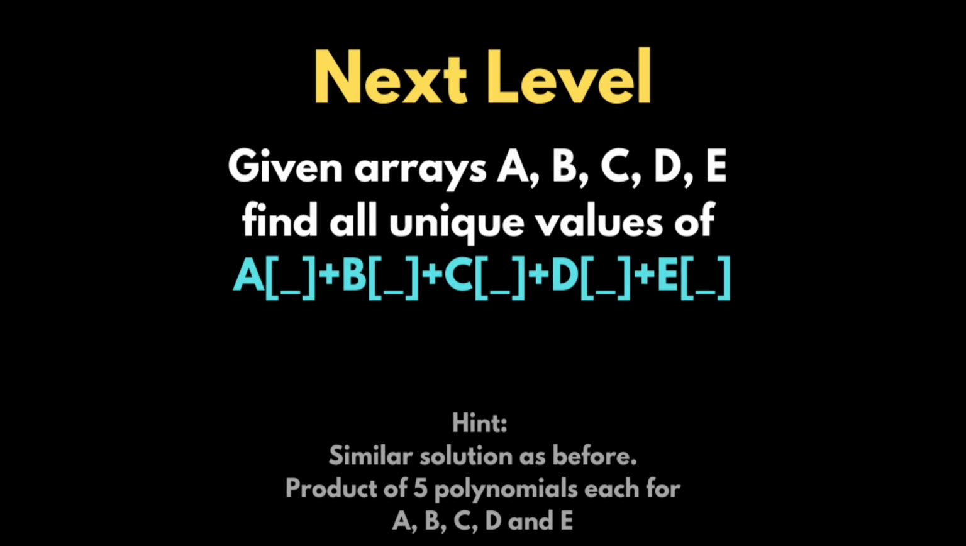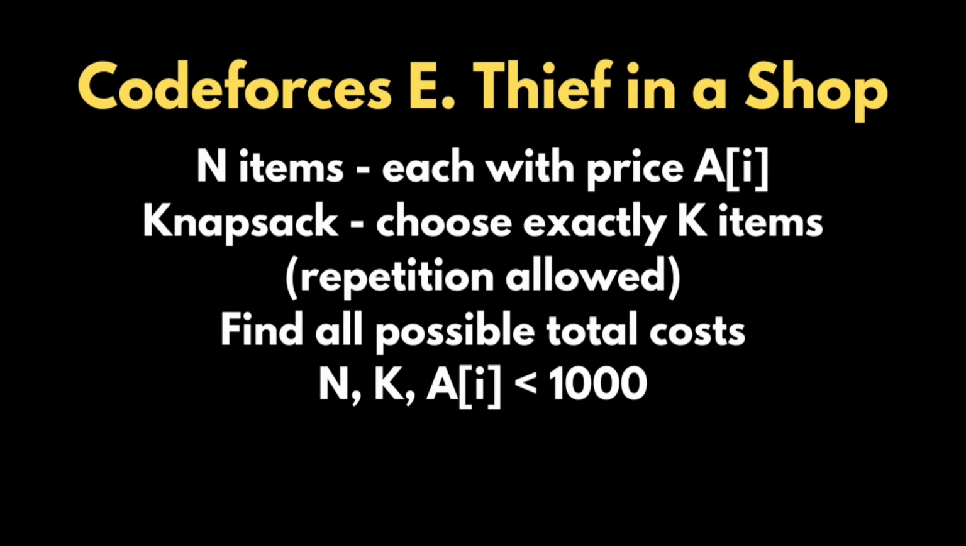The next level for this problem is to do the same thing, but instead of 2 arrays, you are given 5 arrays and we need to find all unique values of the sum of elements in each of them. The hint to solve this problem is same as before. In the same way that we created 2 polynomials for the 2 given arrays, in this case as well, we will create 5 polynomials, multiply them and get the result as we saw in the previous problem.